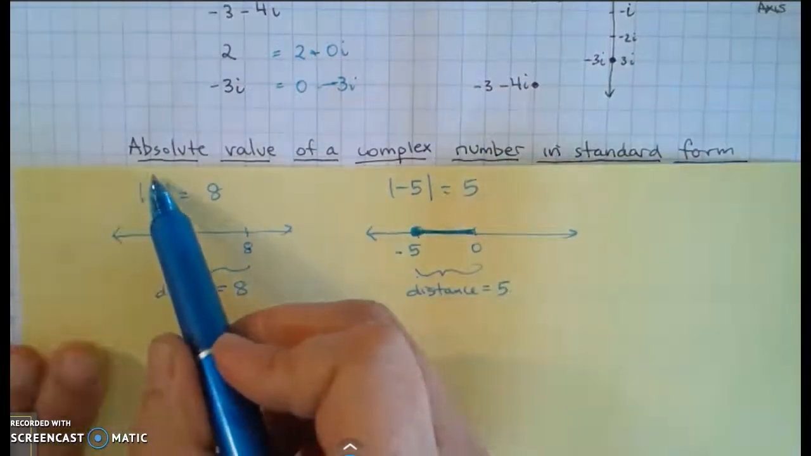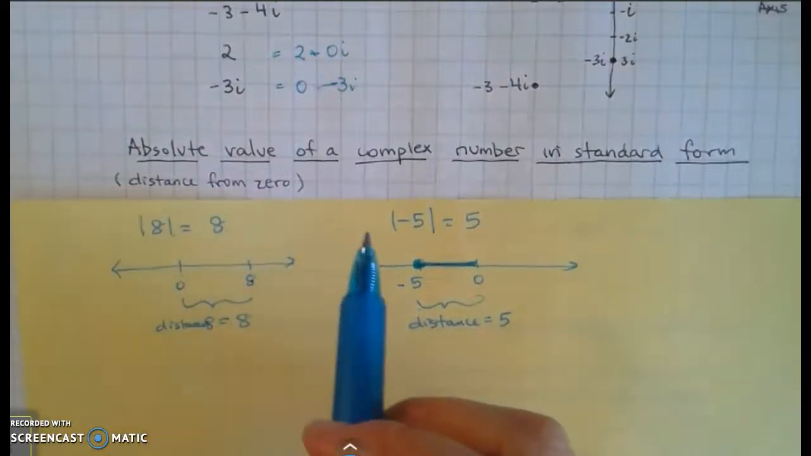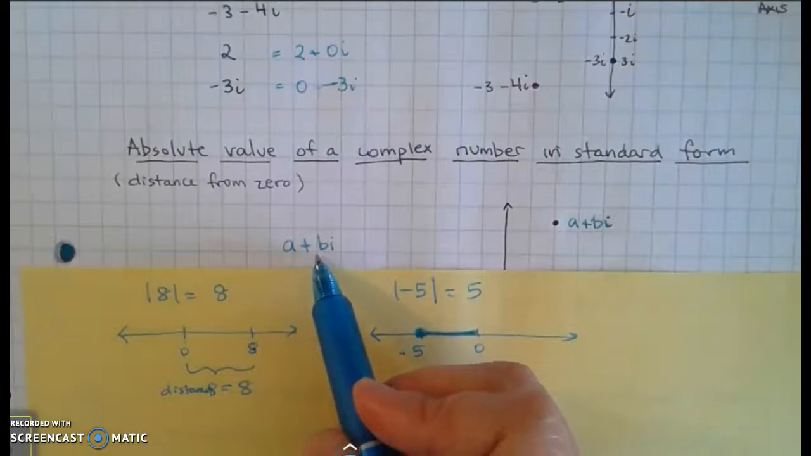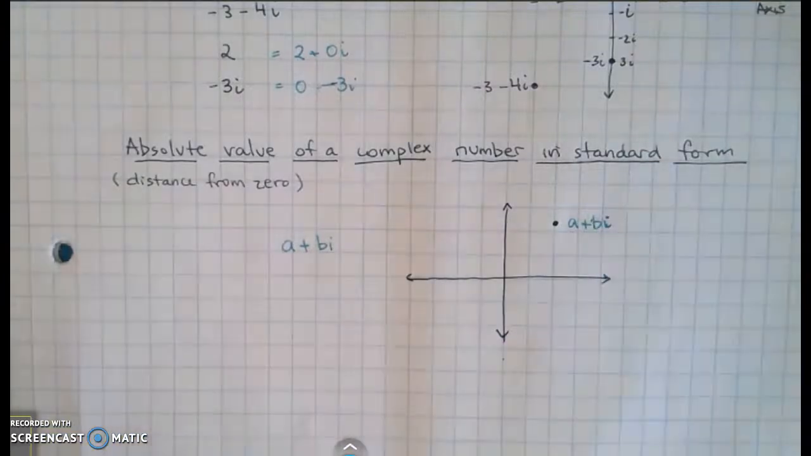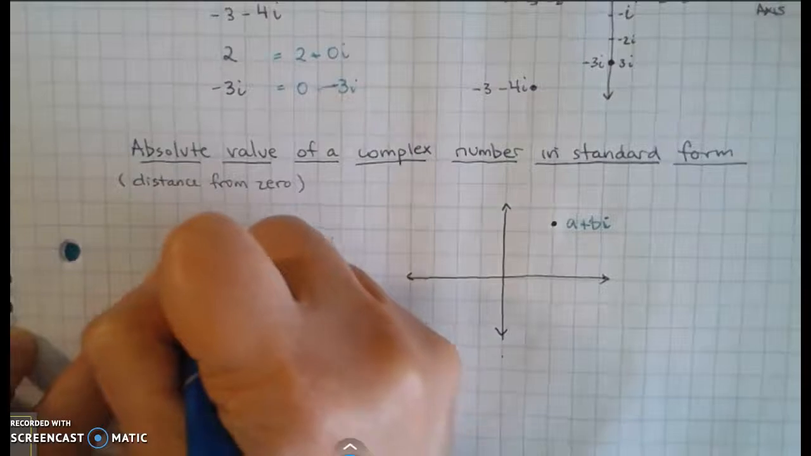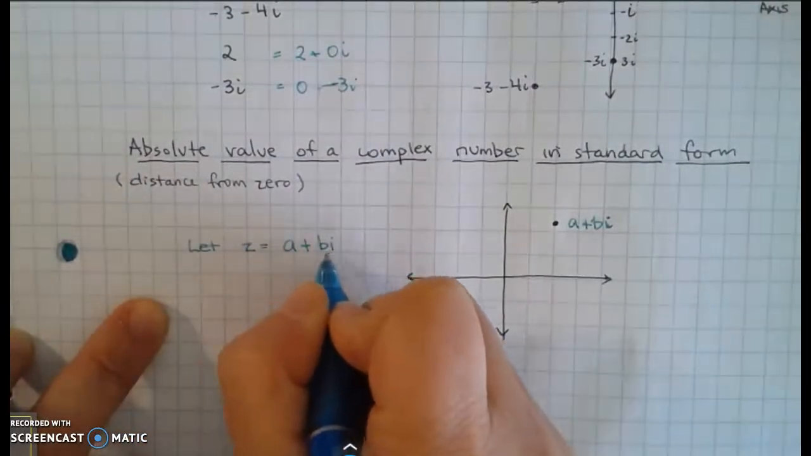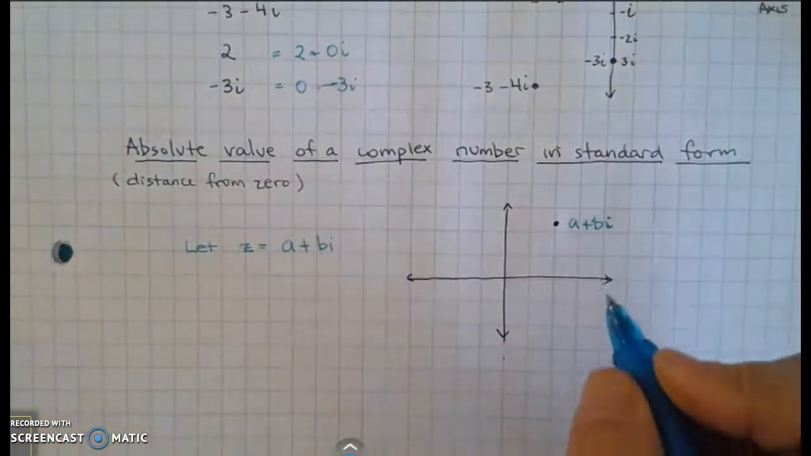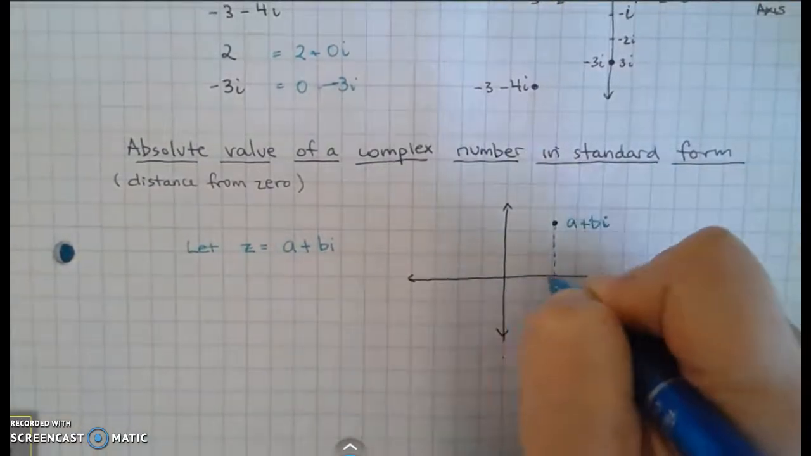So when we are talking about the absolute value of a complex number, it's really talking about the distance from 0. Okay? So if I have a generic point, a plus bi, a generic complex number here, I can plot it in the complex plane as a plus bi. And so to be able to make the generalization, let's just let this complex number z be a plus bi. Okay, so this z is referring to a complex number. Okay, and if I look at this coordinate here, what is my horizontal distance?